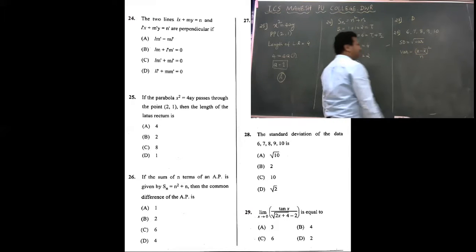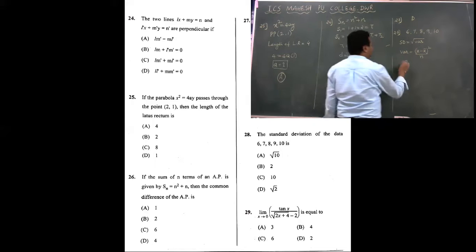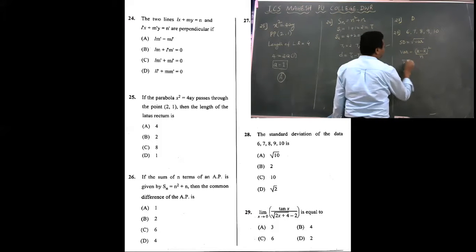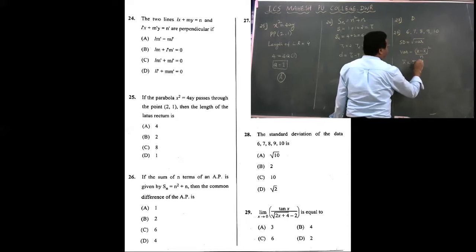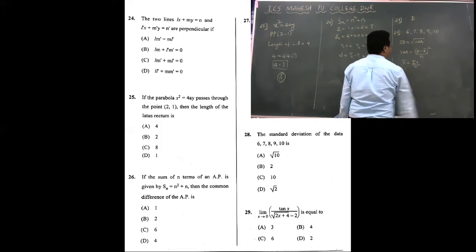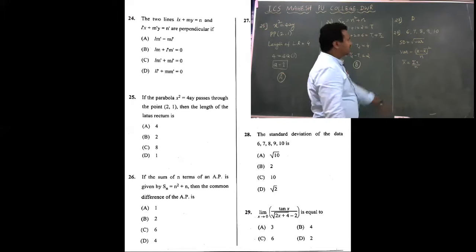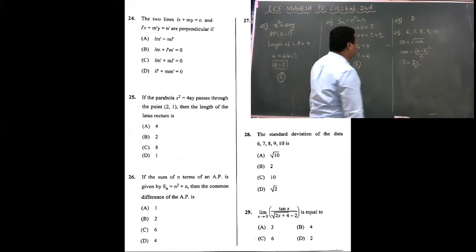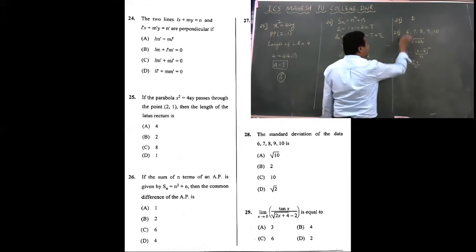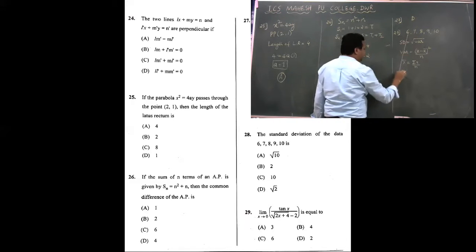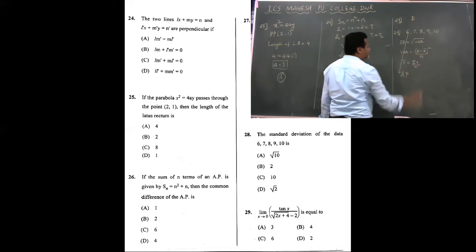This problem can be done by this method, where the mean value is equal to the sum of all elements divided by n. Okay. Now what is another method? The another method is, as the given data is in the form of AP, arithmetic progression.